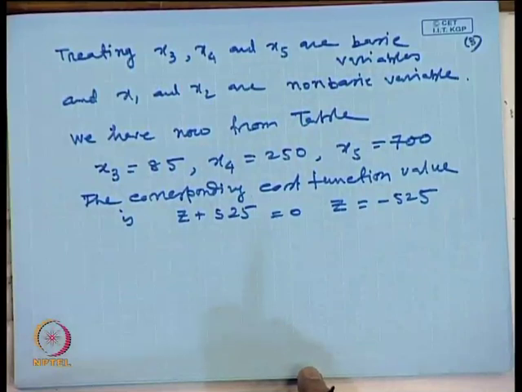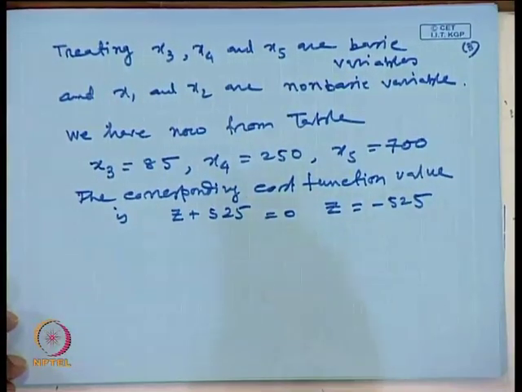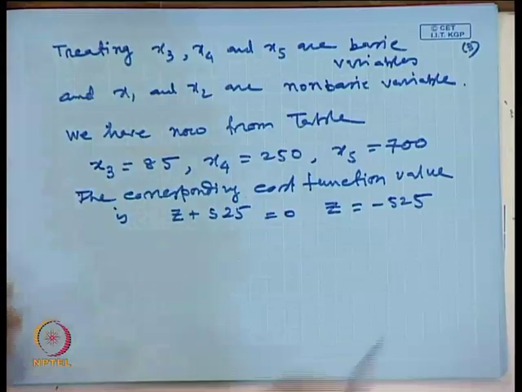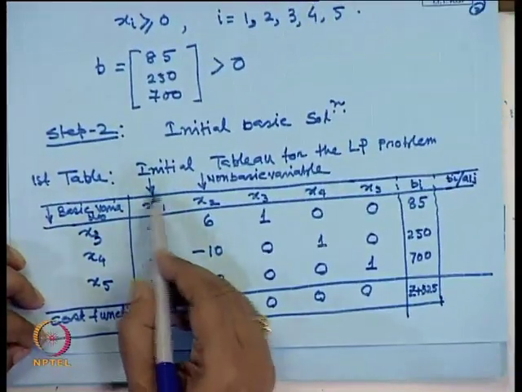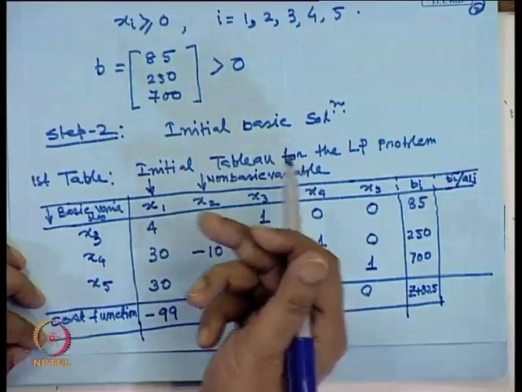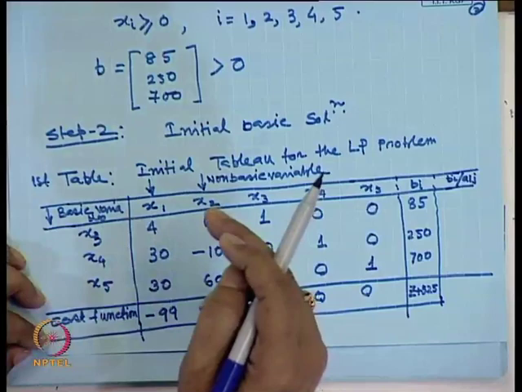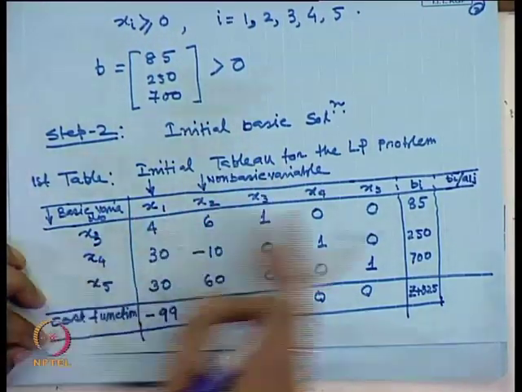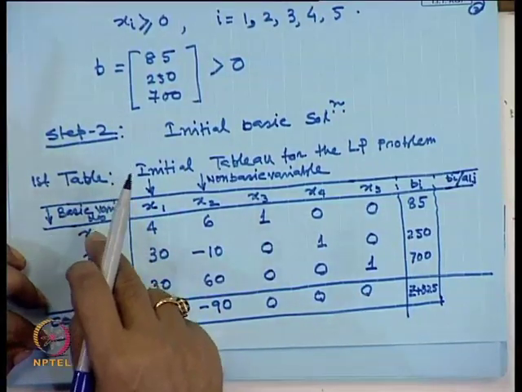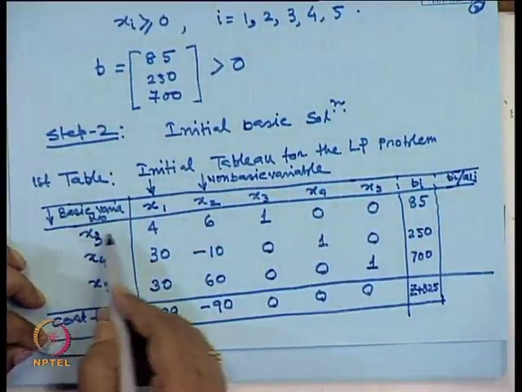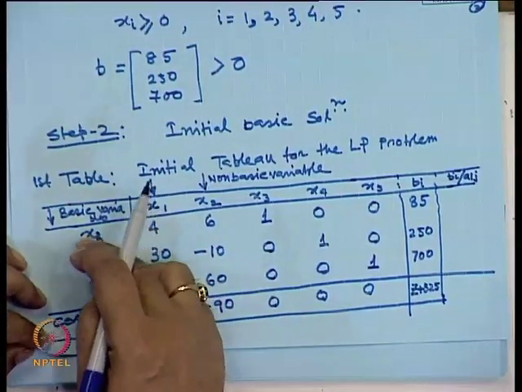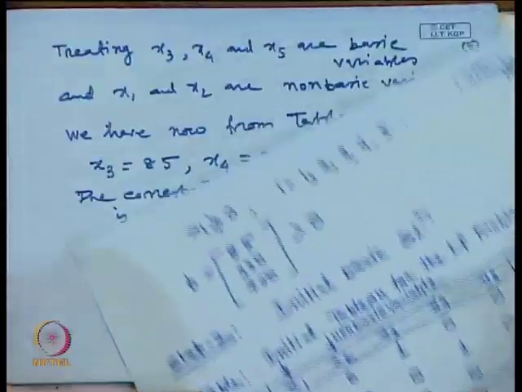Now, in our search we have to move to the adjacent vertex, so that the function value further decreases, or the rate of decrement must be negative. So now we find out which non-basic variable, there are two non-basic variables x1, x2, will enter as a basic variable, x1 or x2. Similarly, from the basic variables, which one will leave, either x3, x4, x5, the leaving basic variable.